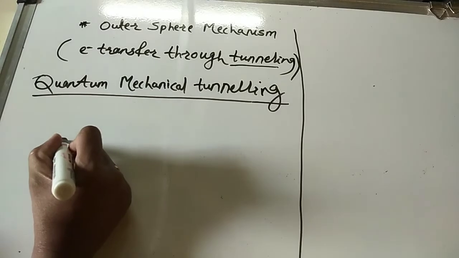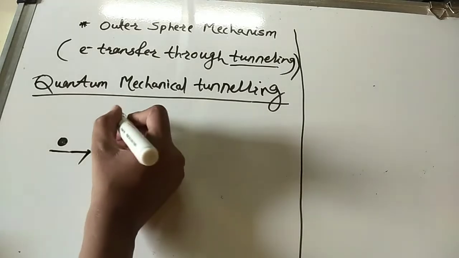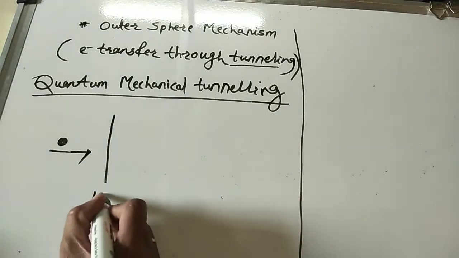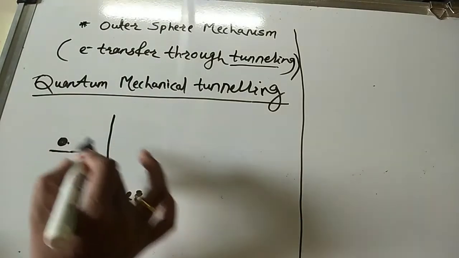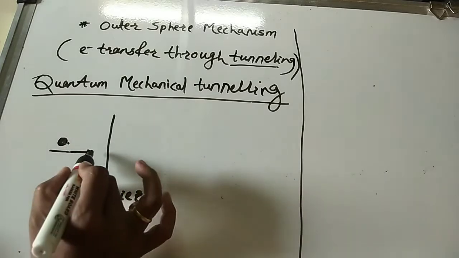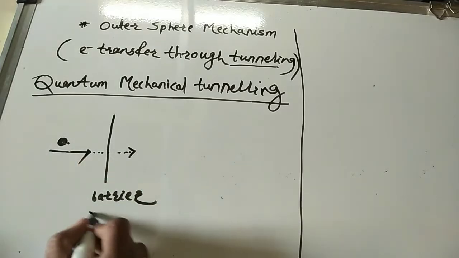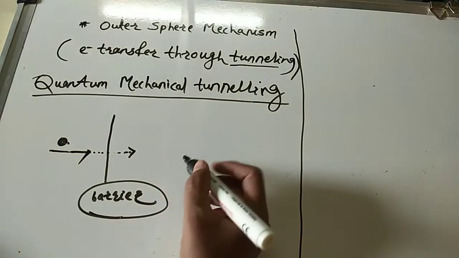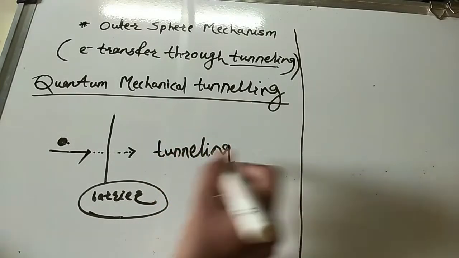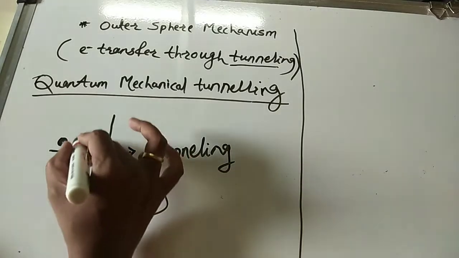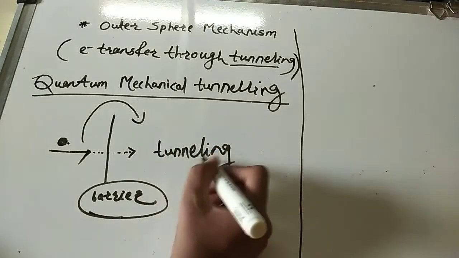Suppose this is a particle and it is transferred in this way, and this is a wall, and that wall can act as a barrier. The particle does not jump over the wall. It is transferred in a straight line, and when the particle is transferred through the barrier, such a process is called tunneling. It means direct transfer through the barrier; it does not jump over the barrier. That overall process is called tunneling.